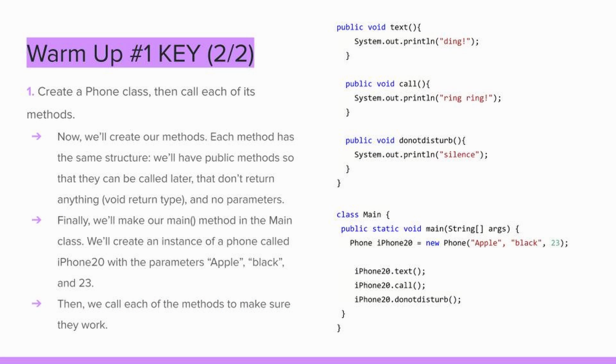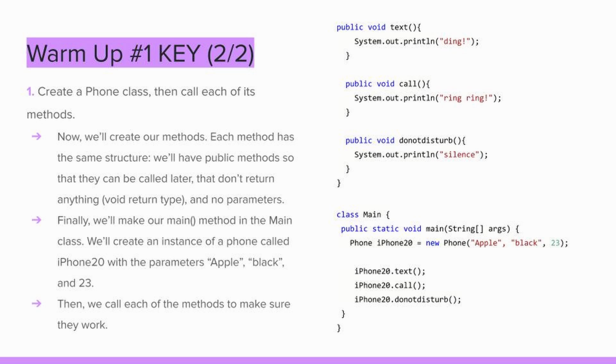Now let's create our methods. Each of our methods will have the same structure. When called, they'll print out a different line of text. For our method headers, we make the modifier public so that the method can be called. Our return type is void since we don't return anything, and we have no parameters. You can have your method print whatever you want or do something different.